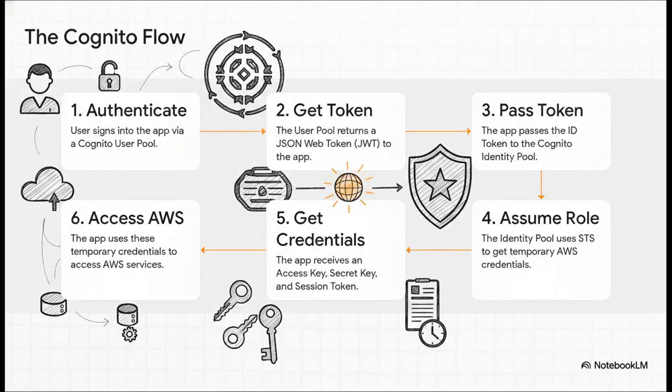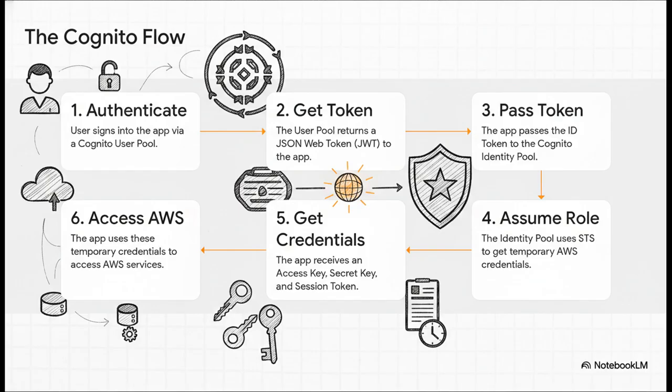First, your user signs in with the user pool. Second, the user pool gives your app back a JSON Web Token, a JWT, as proof. Third, your app takes that token and hands it over to the identity pool. Step 4, and this is really the magic trick, the identity pool calls up the AWS Security Token Service, you'll see it called STS, and trades that identity token for actual temporary AWS credentials.